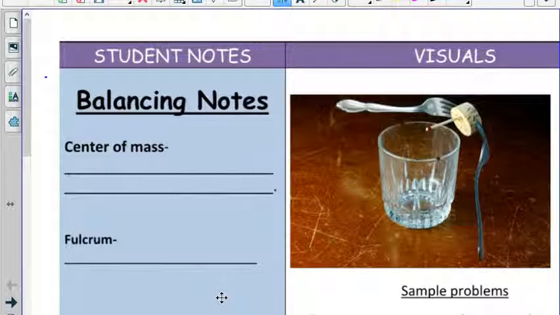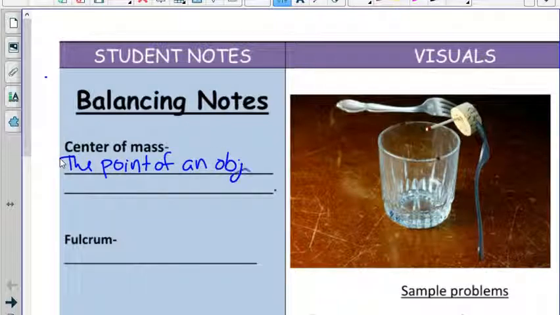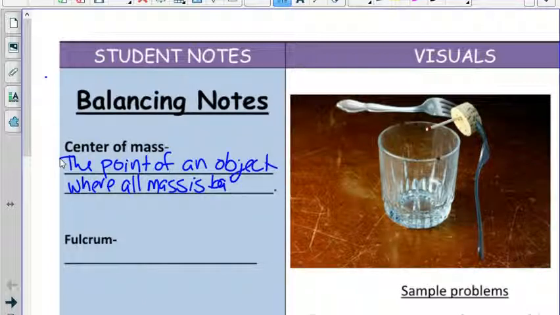So first thing we're going to talk about in terms of balancing, and it's something that I mentioned yesterday and something that we said is different for boys and girls, is the center of mass. And the center of mass is the point of an object where all mass is balanced.